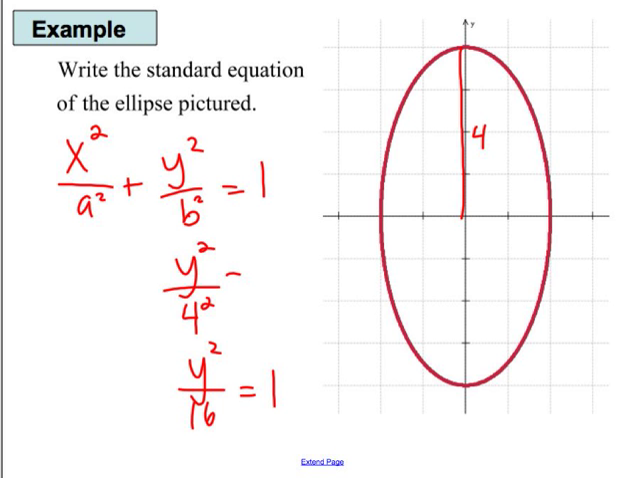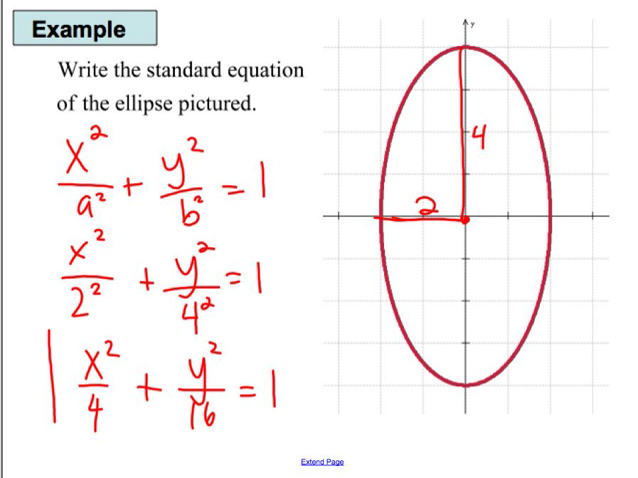My value under my x will be the length of the other axis. In this case, it's a length of 2 away from the center. So it's going to be x squared over 2 squared, or x squared over 4. Here is my rule. And you're done. That's all you got to do. So finding the major and minor axes, what direction the axes are will relate to which value goes underneath. So it all should logically make sense.